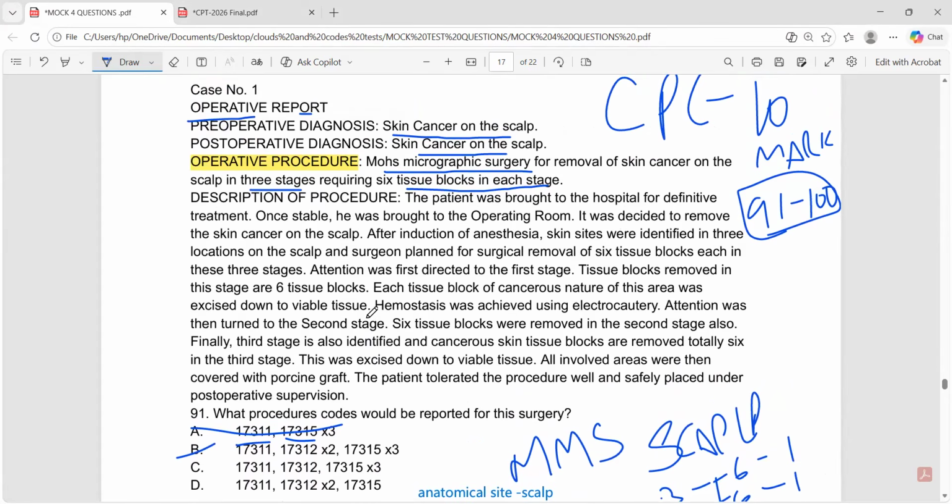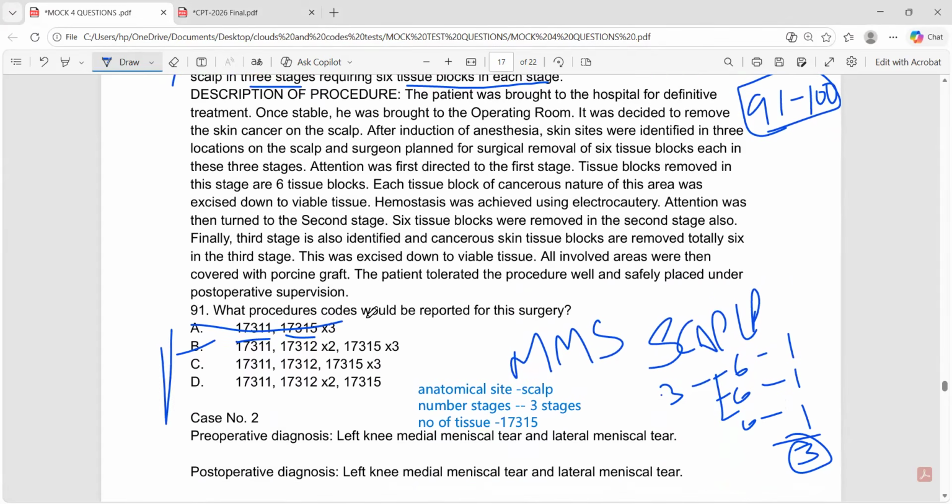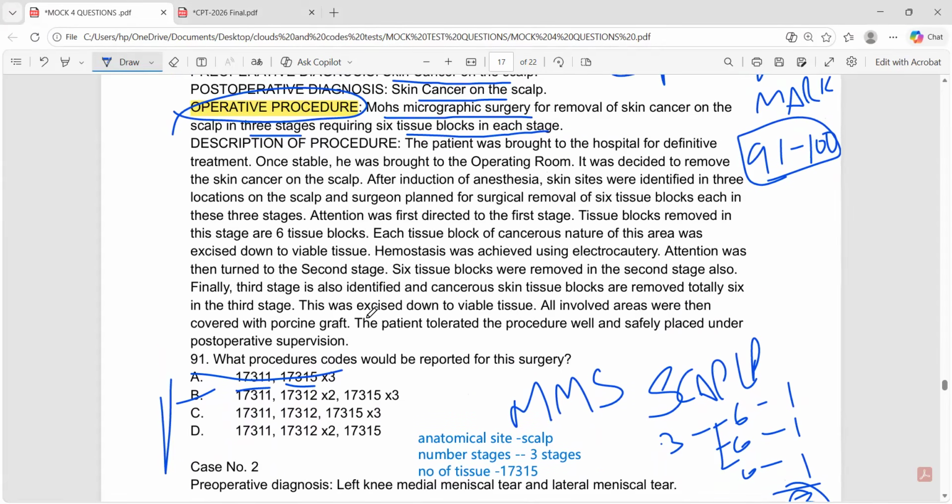While you are doing the case studies, remember this. First, read the operating procedure and go to the book, and choose according to the codes. If you have any doubt related to the procedure, please read all the procedure. The patient was brought to the hospital for definitive treatment, was stable, and was brought to the operating room. It was decided to remove the skin cancer on scalp. Doctor performed the MMS surgery with 6 tissue blocks in each stage, in 3 stages. He performed in 3 stages. Each stage having 6 tissue blocks.